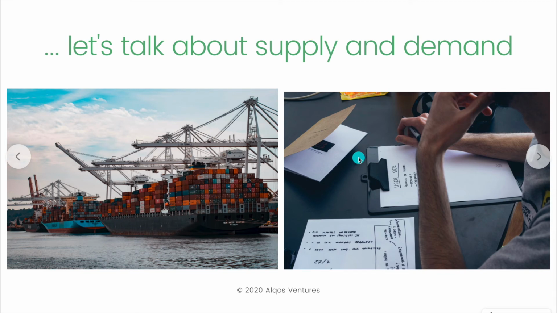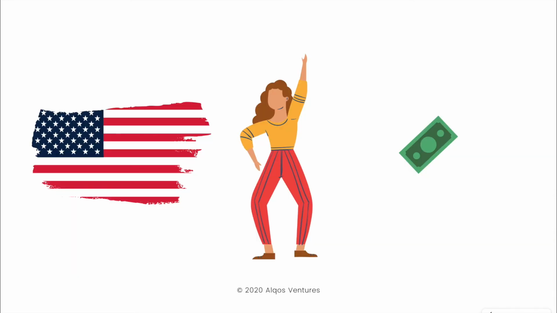Let's talk about supply and demand. And of course, we're going to do it with an example. Now, let's say there's one person living in the United States of America, and she has a net worth of $1. Now, assuming that the net worth stays constant, which means net worth continues to say $1, despite the increase in the number of people in the US.